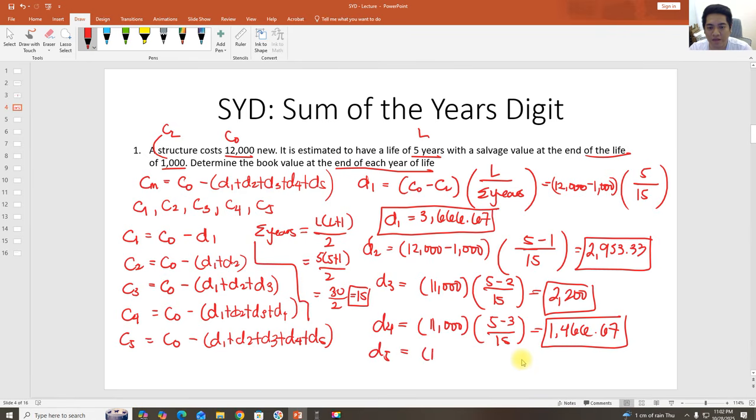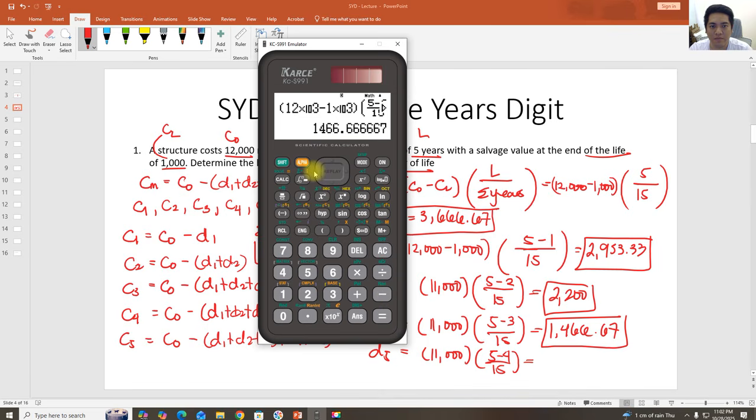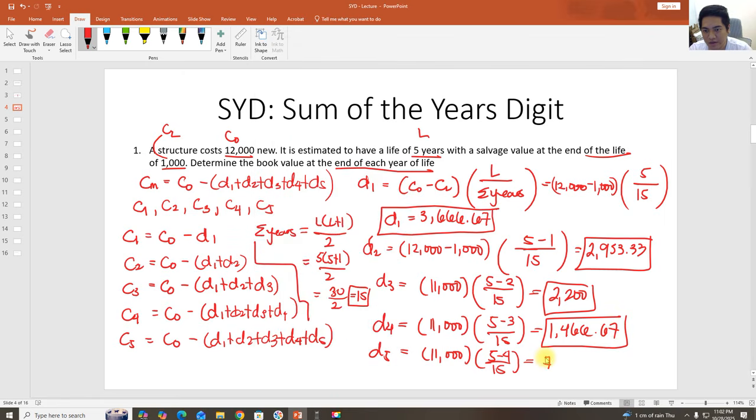And in the fifth year, we have 11,000. We have 5 minus 4 all over 15. Of course, we just have to replace this by 4. So now we have 733.33. So that is not our final answer because we are trying to find the book value at the end of each year of life. So our answer will start with C sub 1 up to C sub 5.